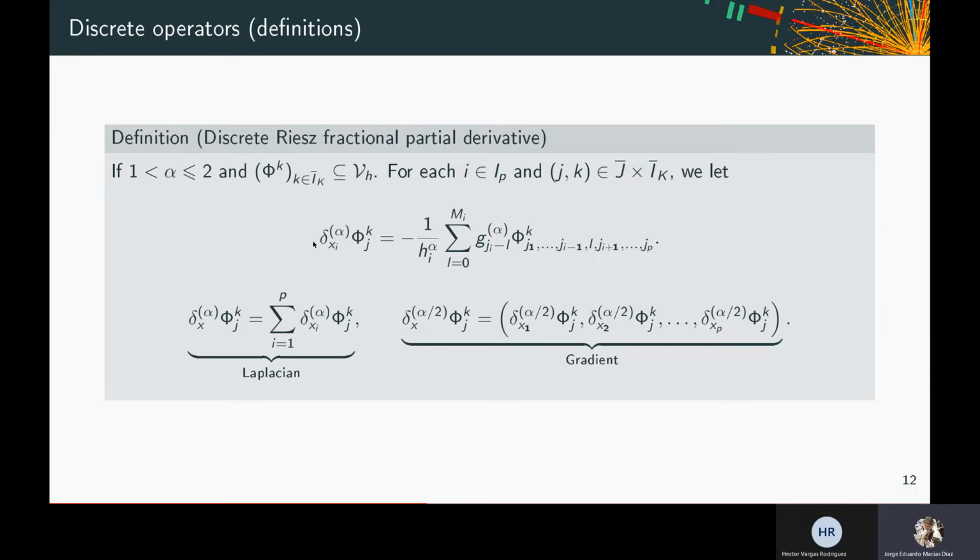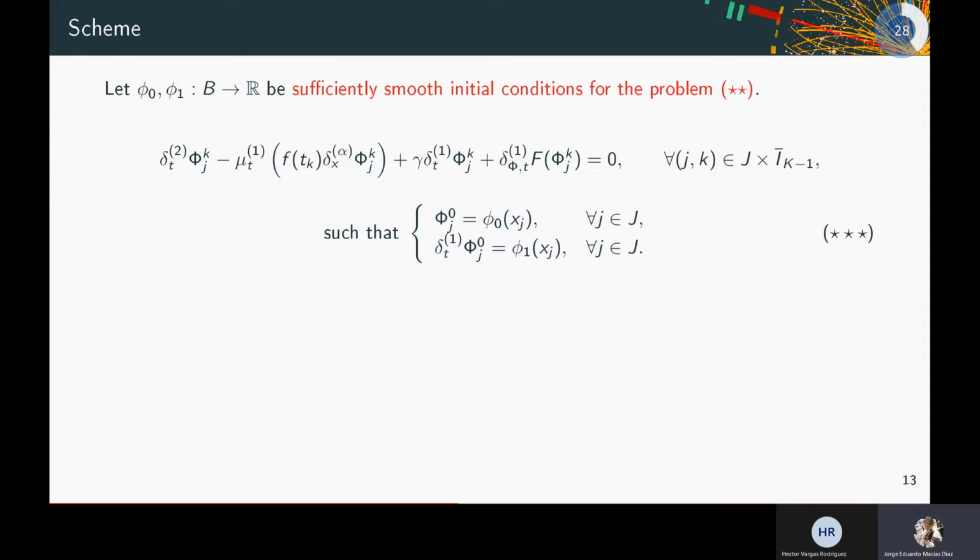This is our definition of the discrete Riesz fractional partial derivative. So this is an approximation. This is the way we're going to approximate the Laplacian. This is the way we're going to approximate the gradient operator.